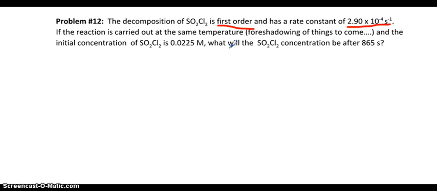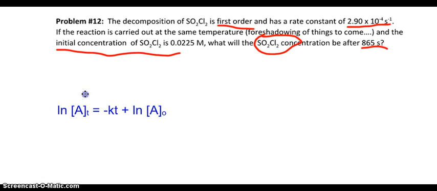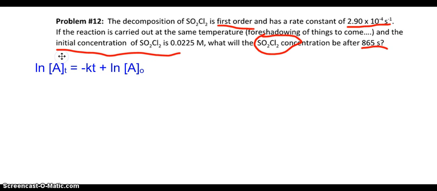The reaction is carried out at the same temperature. Ooh, foreshadowing of things to come. We're going to find out the temperature does relate to this. And it has an initial concentration. That's our A naught right here. We're asking, what is the concentration at a certain time? In this case, 865. So we have all the points that we need. All right, because it's first order, we can say this: natural log of A is equal to negative KT plus natural log of A naught. Now pause this for a second and plug in your values and see how you do.